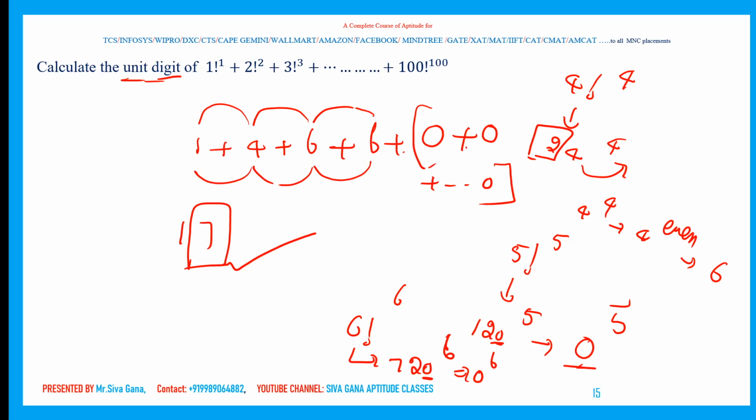That is the idea behind this question. That's all for today's aptitude session, my dear students. Whatever I explained in this session, listen repeatedly, my dear viewers. You can crack any type of question in unit digit.